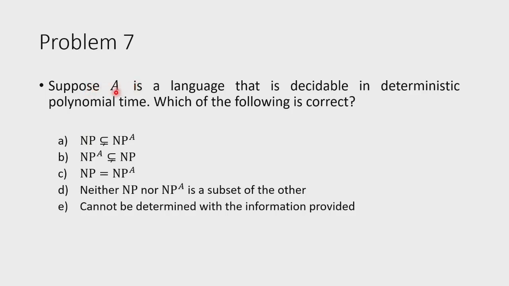So the next problem is, suppose A is a language that is decidable in deterministic polynomial time. Then which of the following options is correct? Option A: NP is strictly contained in NP^A. Option B: NP^A is strictly contained in NP. Option C: NP is equal to NP^A. Option D: neither NP nor NP^A is a subset of the other. And option E: cannot be determined from the information provided. So what's the answer to this question?